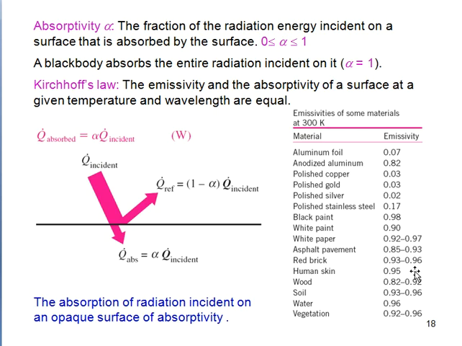The amount of radiation absorbed by the body is called the absorptivity, and a black body absorbs the entire radiation incident on it. By Kirchhoff's law, the emissivity and absorptivity of a surface at a given temperature and wavelength are equal. So absorptivity and emissivity are equal for the surface, for a particular wavelength if it is present. Here the emissivities of different materials are given.